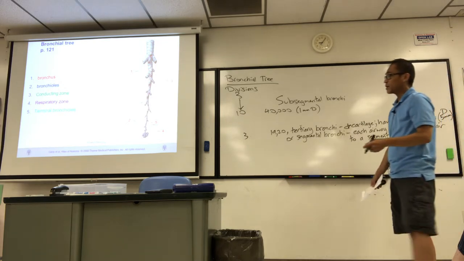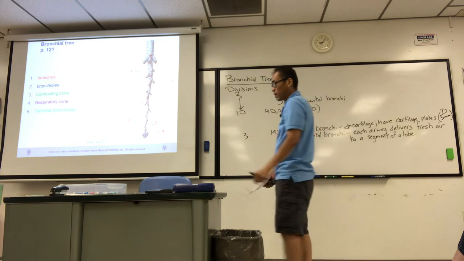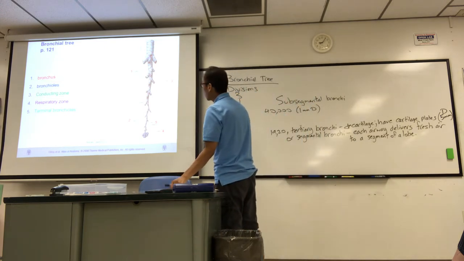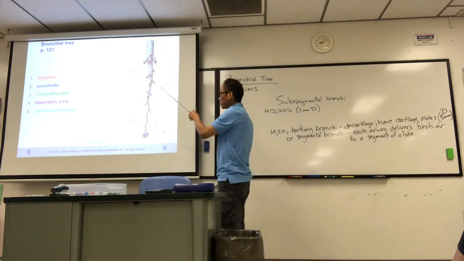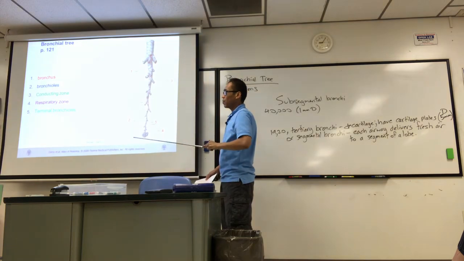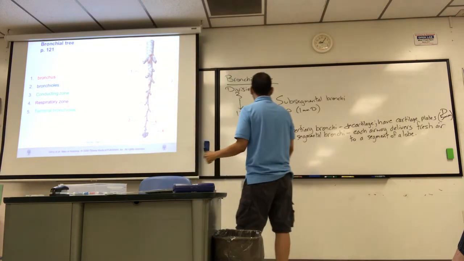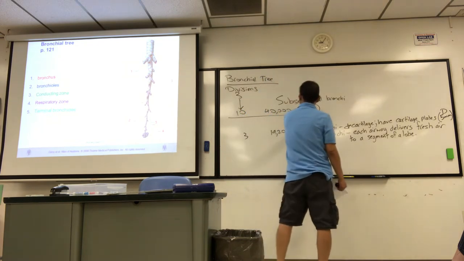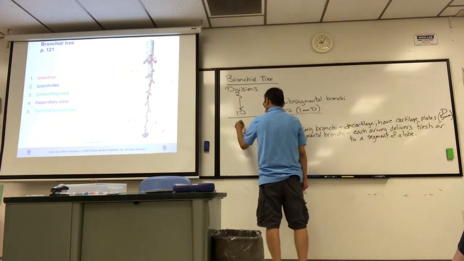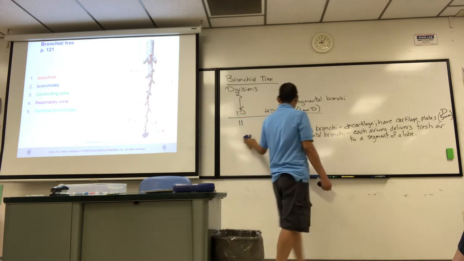On the figure, conducting zone is number three, where you conduct air, but there's no gas exchange. Okay, well, the next big thing is when you get to around the 11th division, again, it depends what book you're reading. Maybe it's the 12th division in other books.